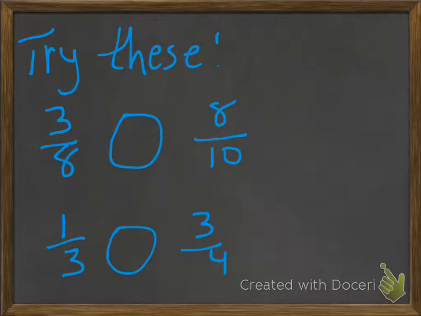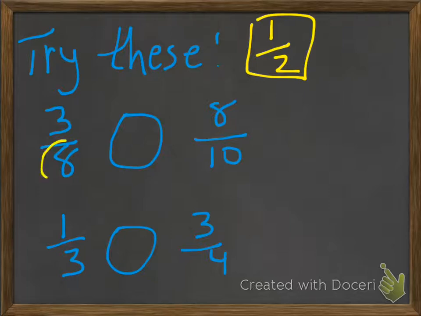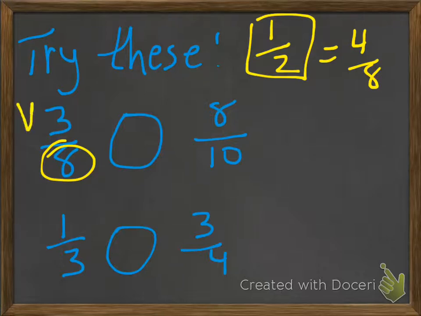Alright, how'd you do? Well, again, let's use 1/2 as our benchmark to see if each of these fractions is less than or greater than 1/2. And 3/8. Well, 3/8, we know, if we're talking about eighths, we know that actually 1/2 is the same as 4/8. So if we look at our number here, 3/8 is less than 1/2. So that helps us out a little bit.